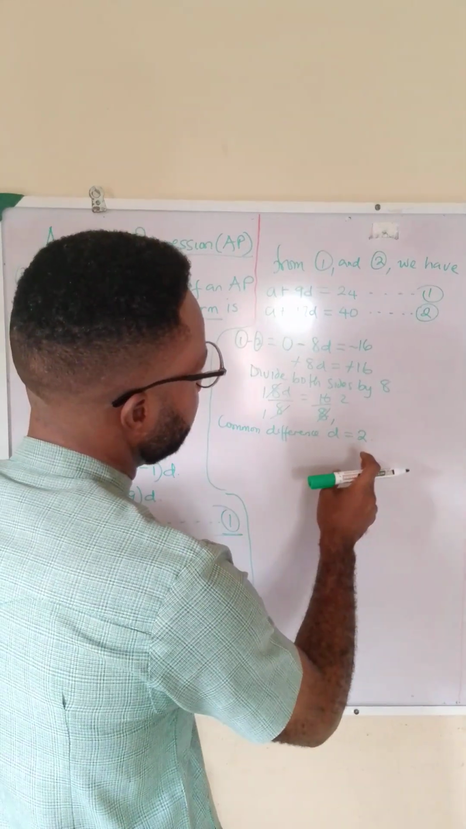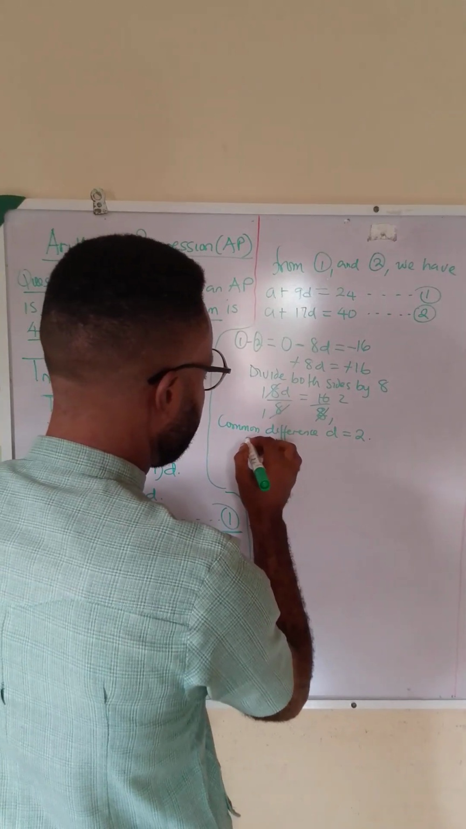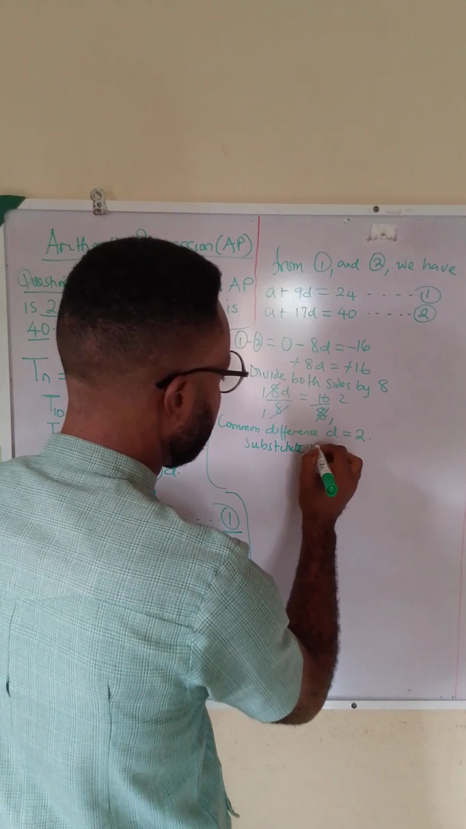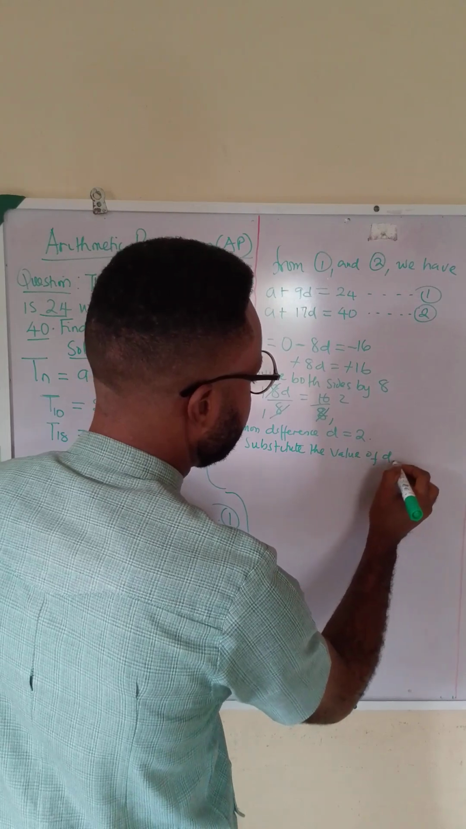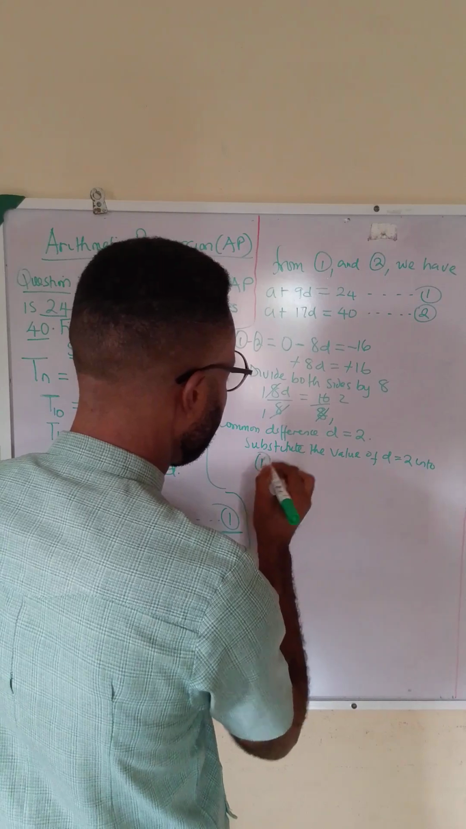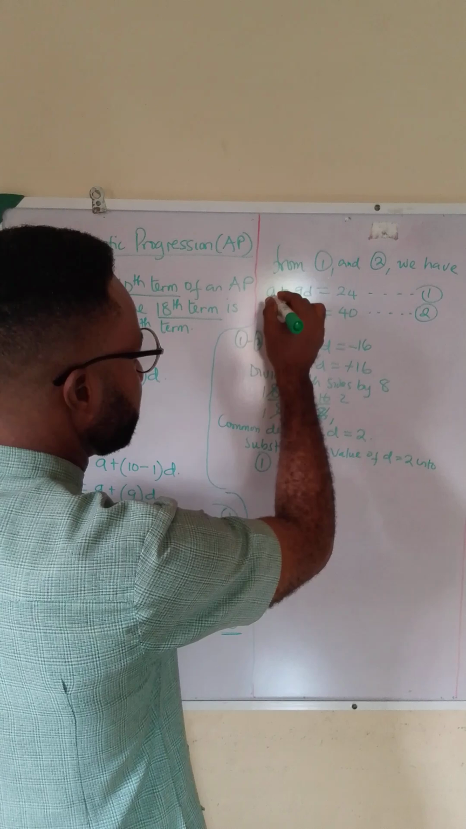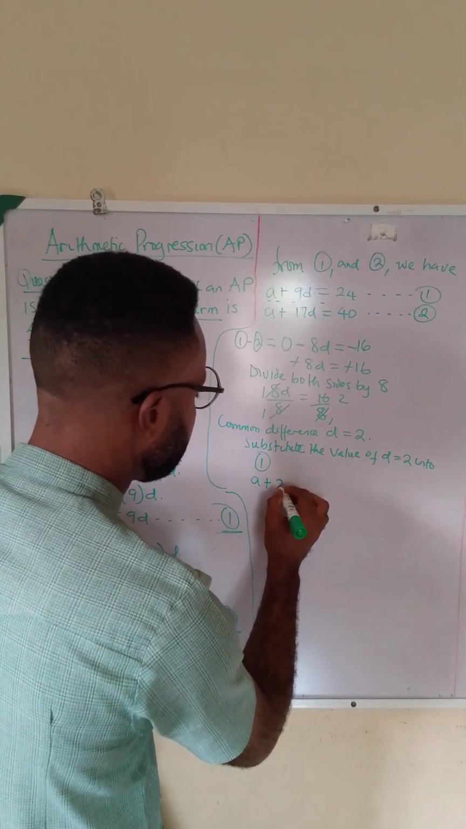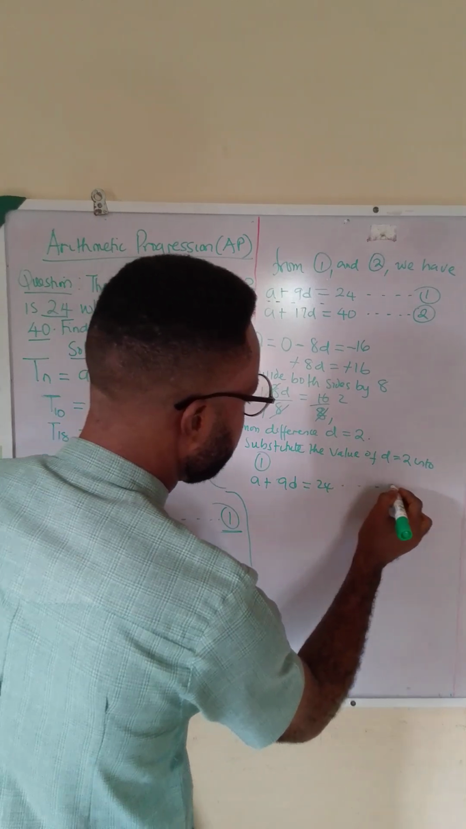So now that we've been able to find the value of d, we can substitute the value of d into any of these equations to find a. So I can substitute the value of d equal to 2 into equation 1. We can use equation 1, you can also use equation 2 to still give you the same answer. So this is our equation 1: a plus 9d equal to 24.